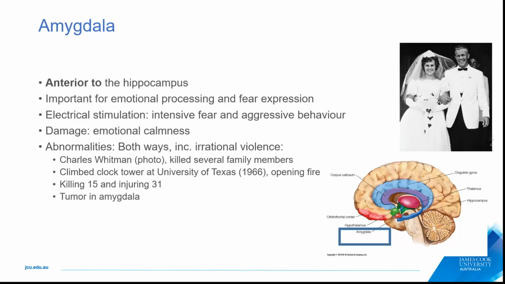Okay, surprisingly. And abnormalities include irrational violence. All right, so all these things, okay, you can see. Charles Whitman, I mean, killed his family members. So all of this happened in the States, once upon a time.